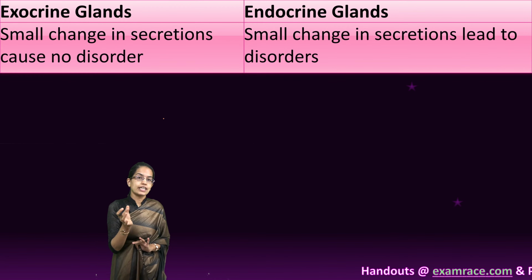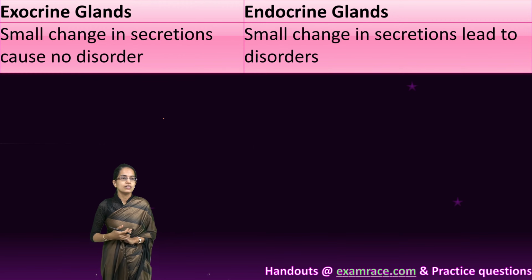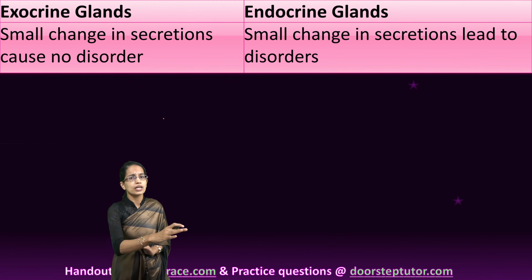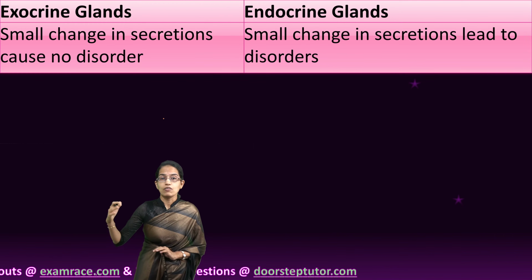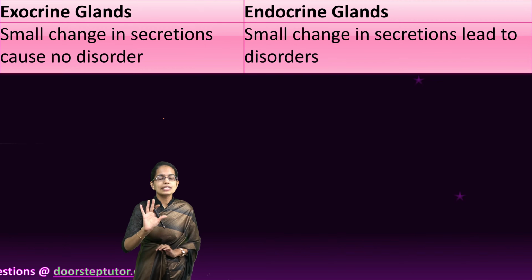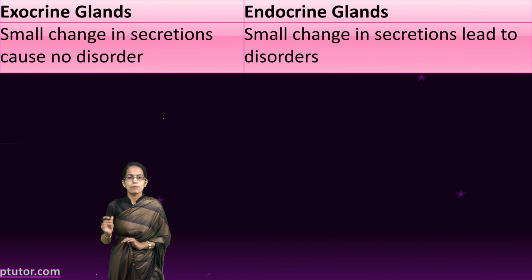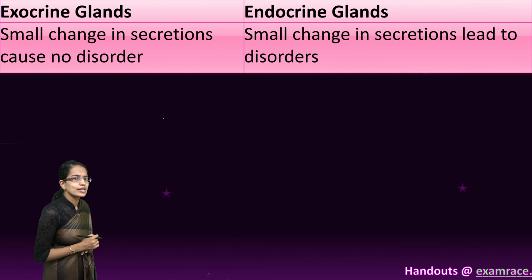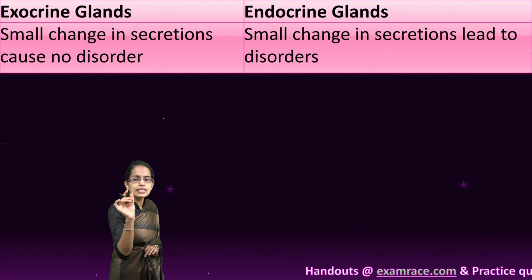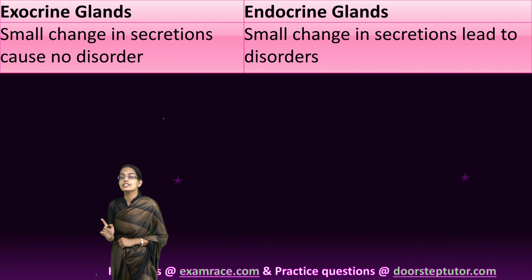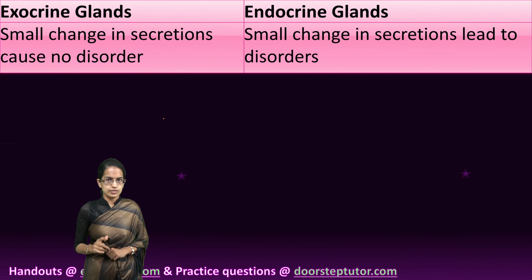A small change in the amount of secretion would cause no disorder. So one day you work out more, another day you work out less. One day you might have a higher proportion of sweat, another day you can have a lower proportion of sweat, but that won't lead to a disorder. But the endocrine secretions are so important that even a minor change in the amount of secretion in the body can lead to significant disorders.